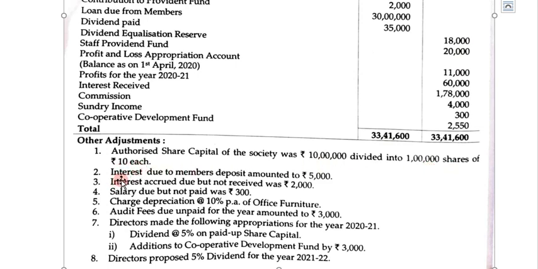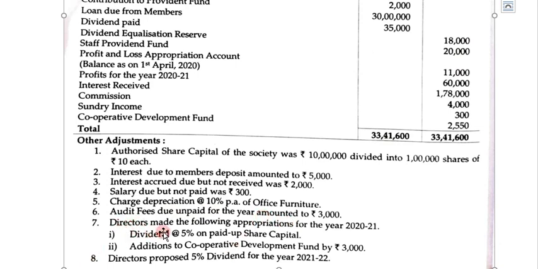Then second adjustment is interest due to members deposit amounted to rupees 5,000. Third adjustment is interest accrued due but not received was rupees 2,000. Next is salary due but not paid was rupees 300. Then there is depreciation of 10% on office furniture, audit fees.